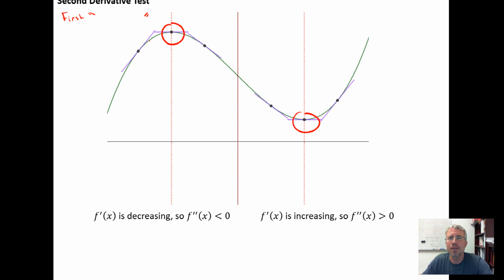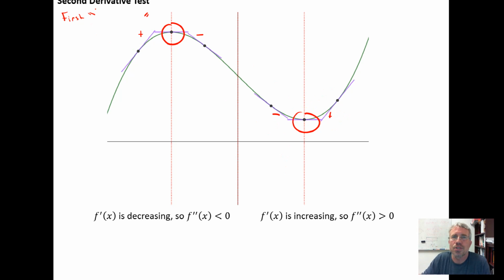What we did in that video is we looked at the sign change of the first derivative about a critical point. And we said, hey, if we switch from a positive to negative tangent line, we know that we have a relative maximum. If we switch from a negative to a positive tangent line about a point, we know that we have a relative minimum.